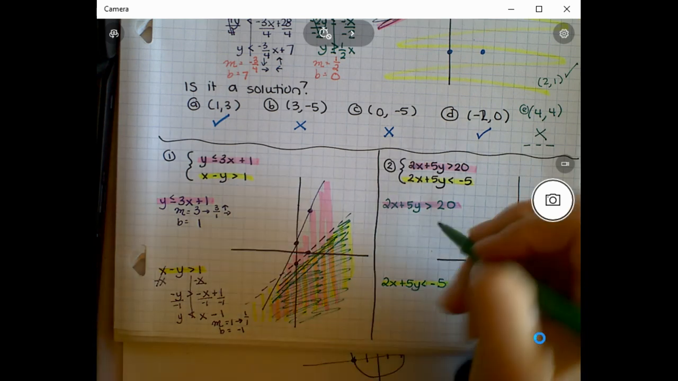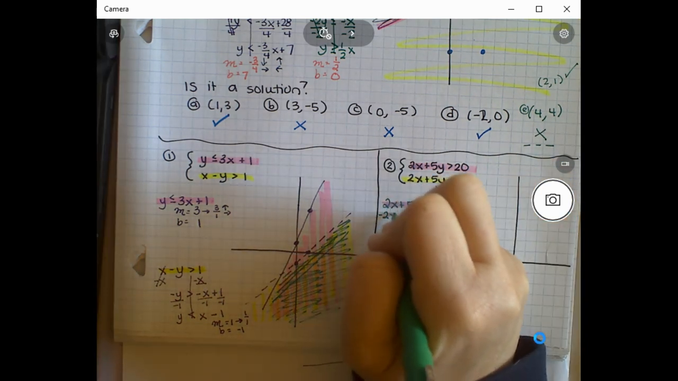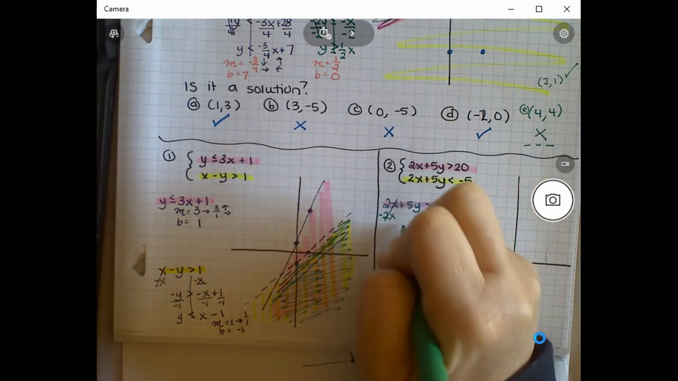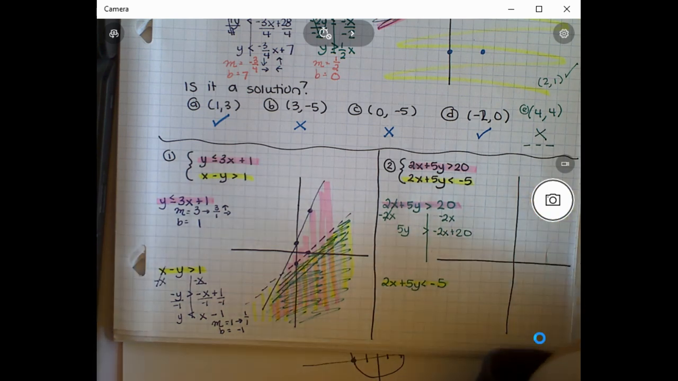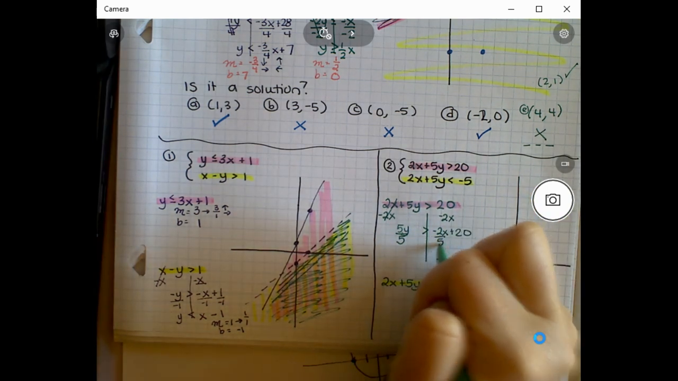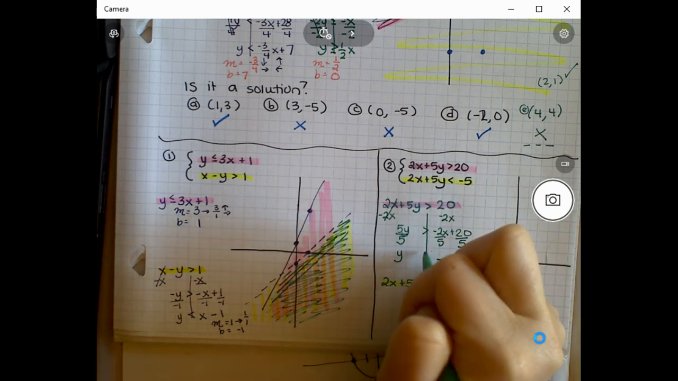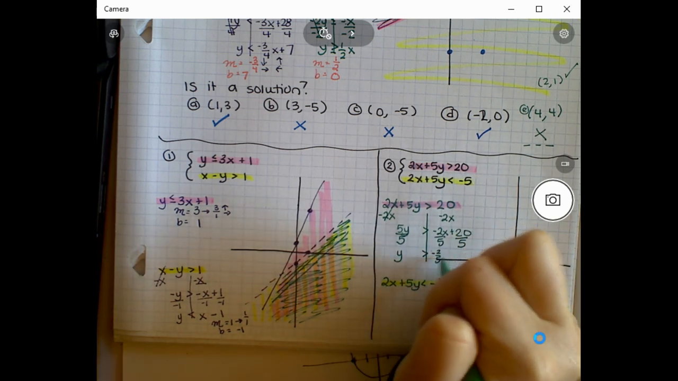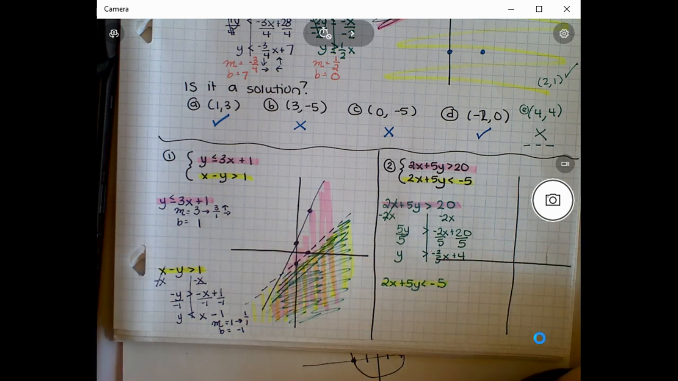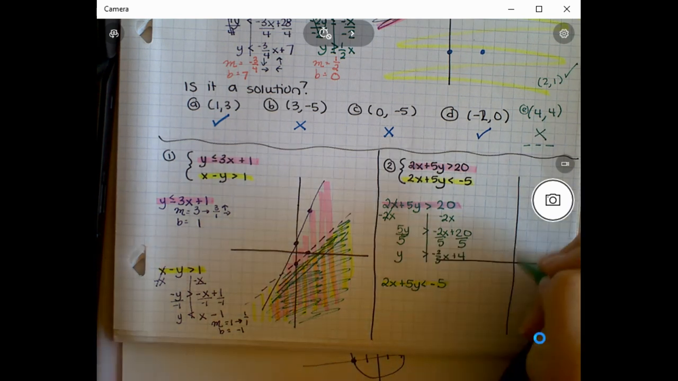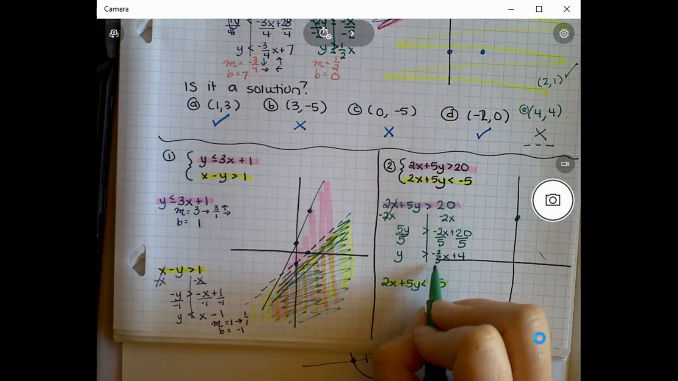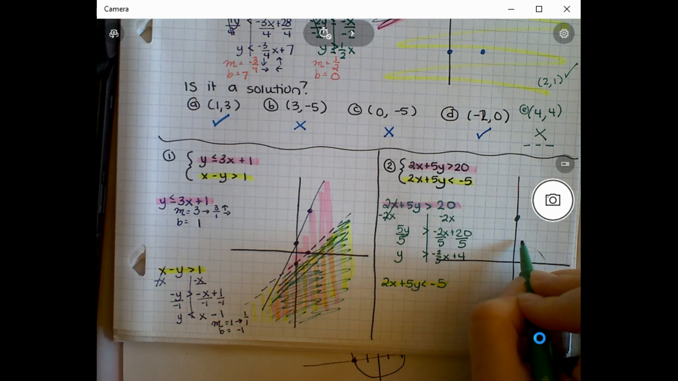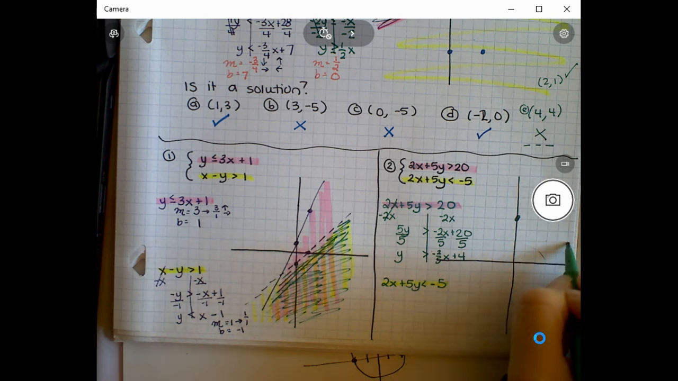All right, so for our top equation, we need to subtract 2x from both sides because we're trying to isolate the y. And we need to divide both sides by 5 to get the y alone. Y is greater than negative 2/5 x plus 4. All right. We know the y-intercept is 4. So 1, 2, 3, 4. The slope is negative 2 over 5, down 2 over 1, 2, 3, 4, 5.